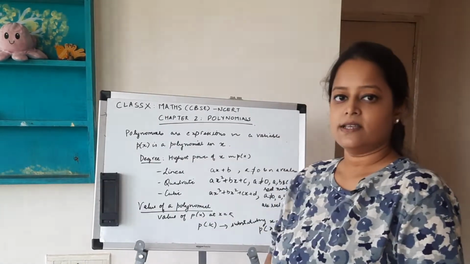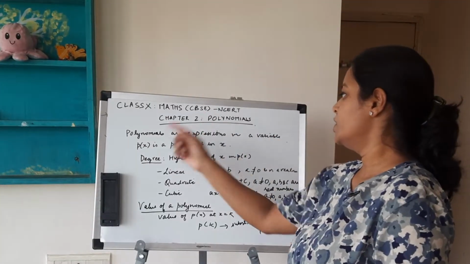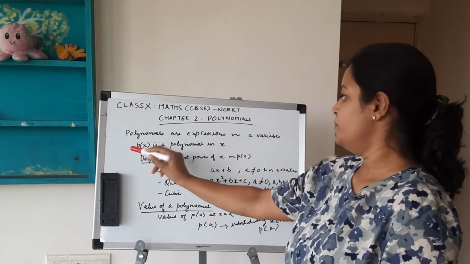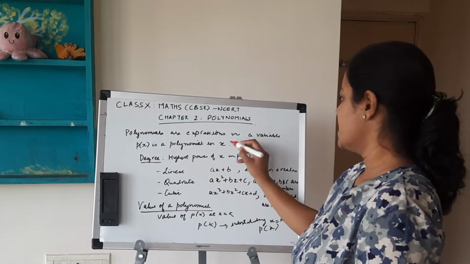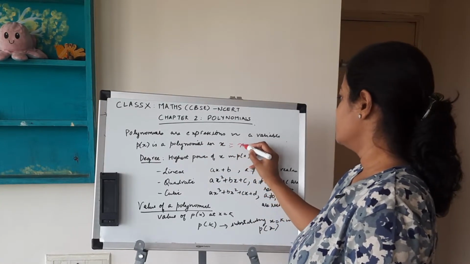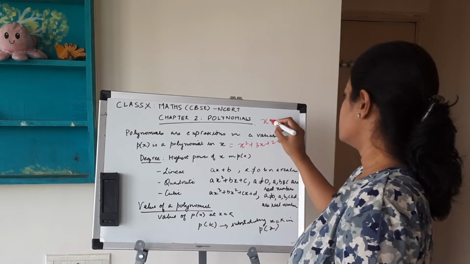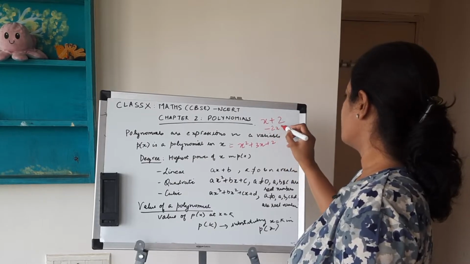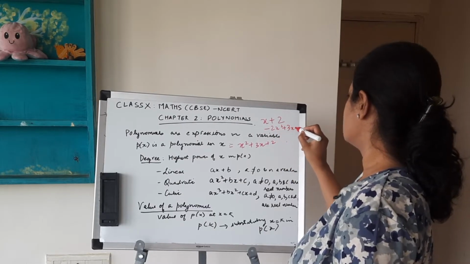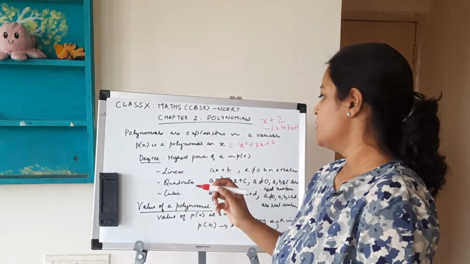You would have learned this in previous classes as well, that polynomials are expressions in a variable, right? So p(x) is a polynomial in x. Examples could be anything: x square plus 3x plus 2, x plus 2, minus 2x square plus 3, x plus 1. So these are examples of polynomials.